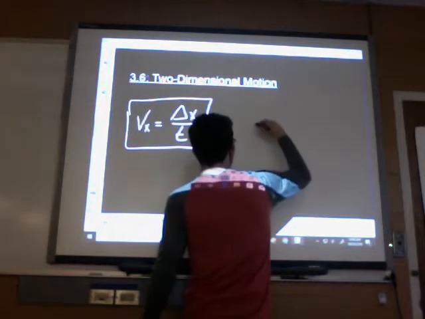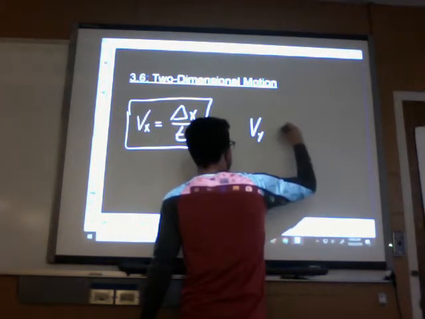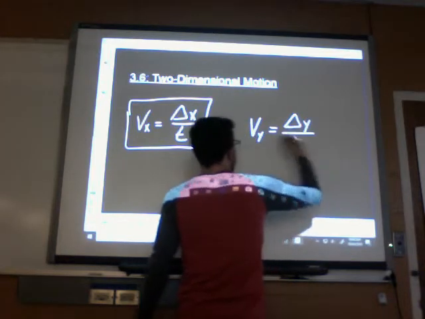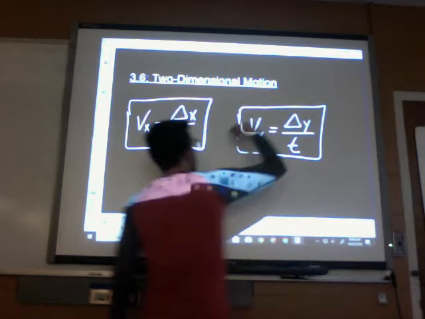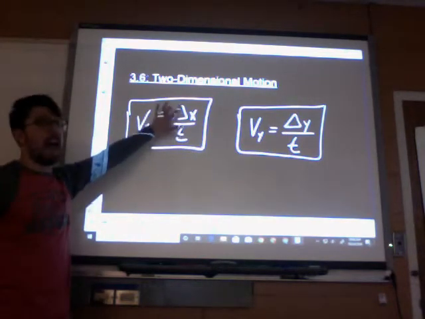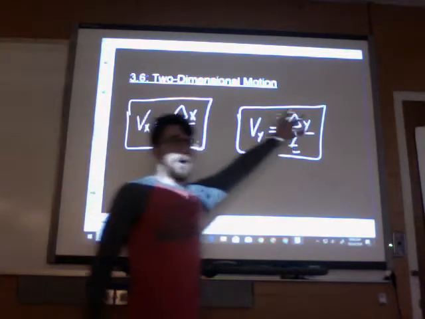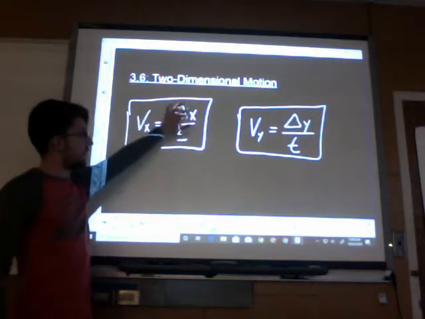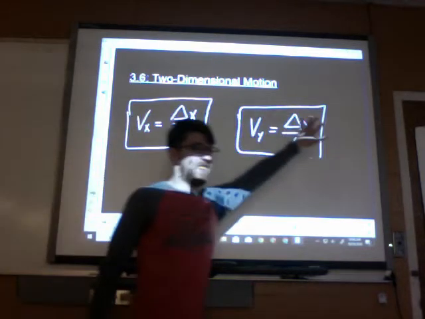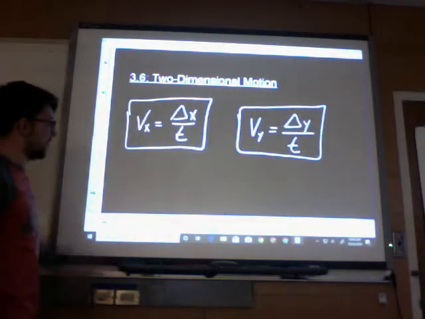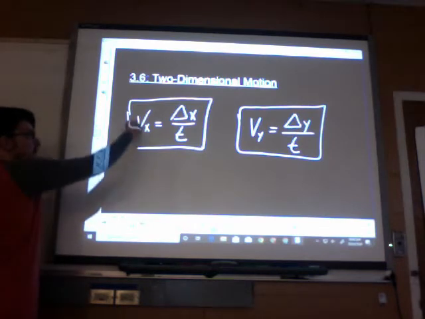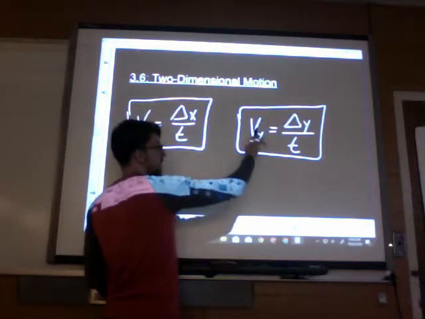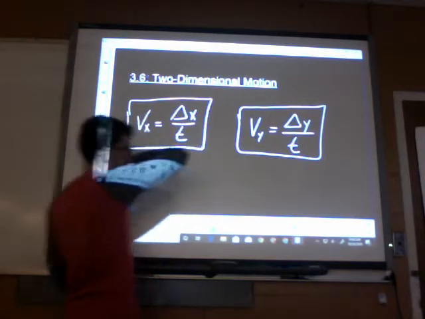We also have the same equation but with y. Vy is delta y over t. So if delta x is our x displacement, what's delta y? Y displacement. Awesome job. So then v is velocity, vx is x velocity. Since v is velocity, vy is y velocity.